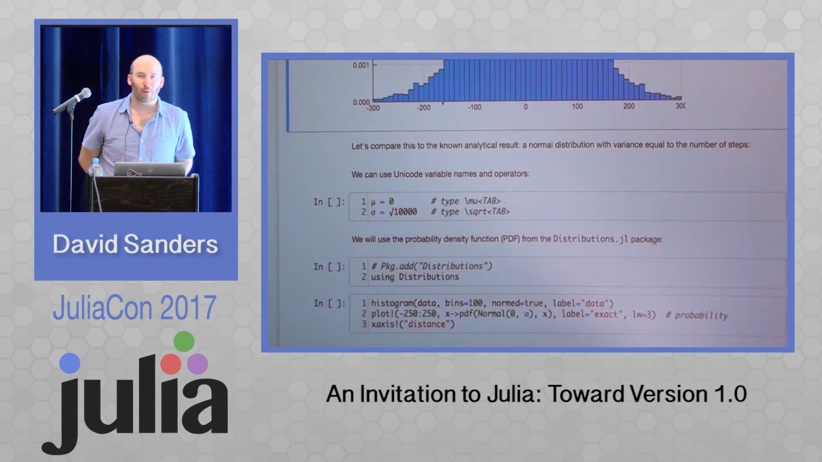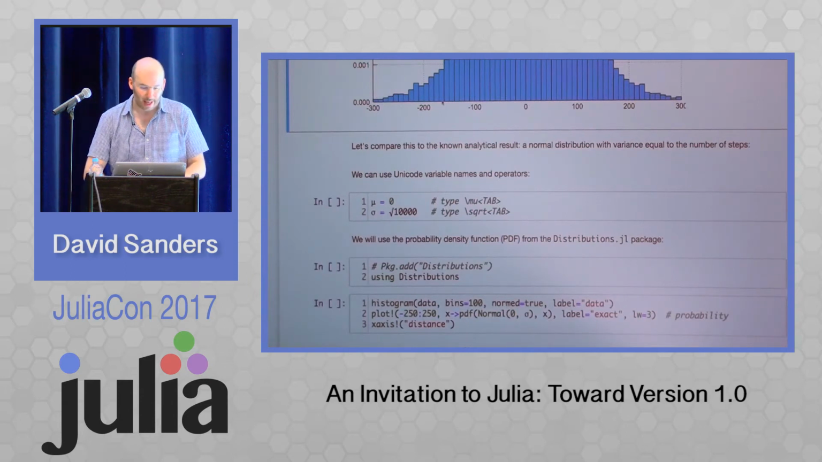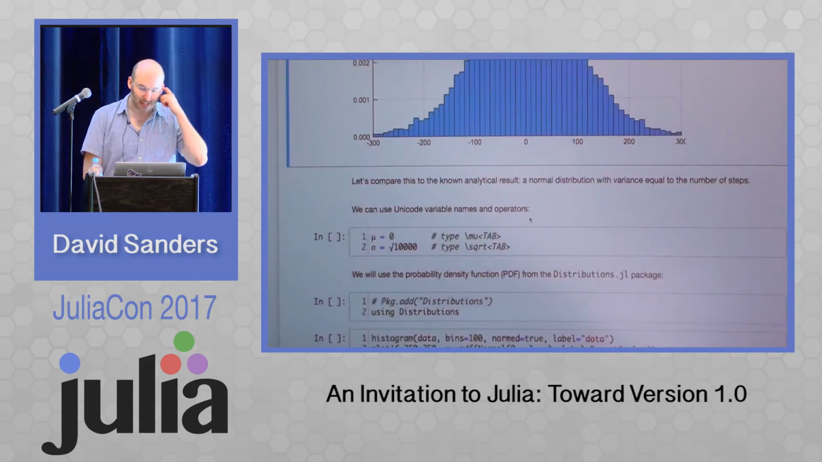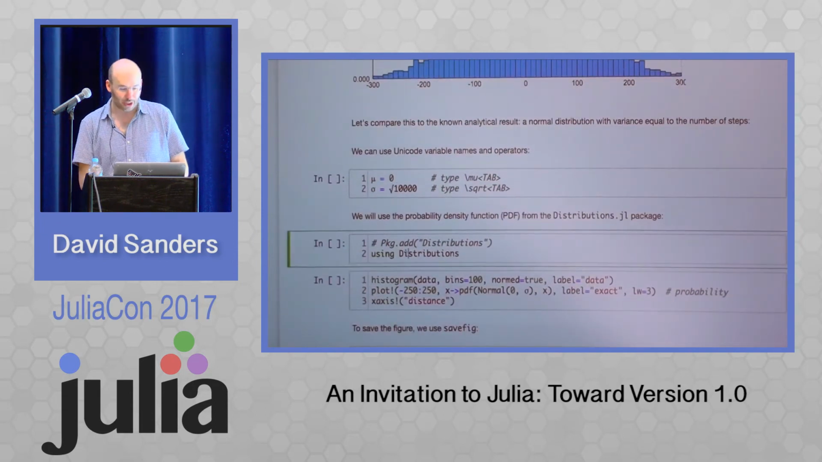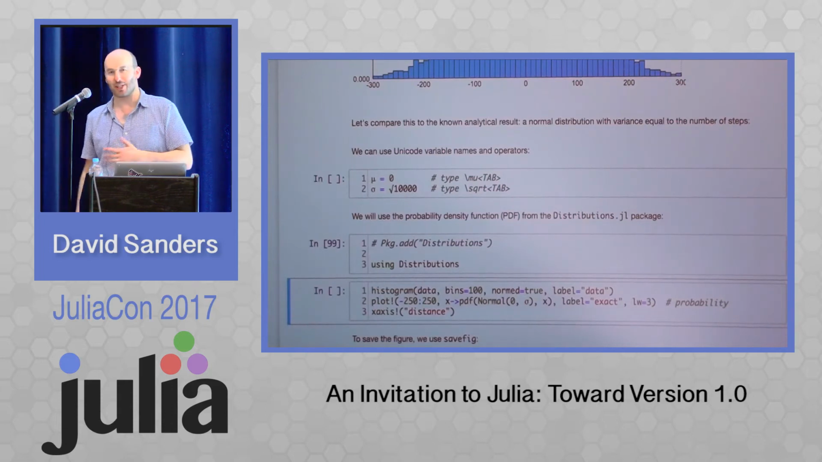And so often we might have an analytical result available for one particular case. In this case, we know that the result should be a normal distribution with a certain variance, and that variance is actually equal to the number of steps, it turns out. So let's use the distributions package, which is a very nice package that provides a world of statistical distributions, or probability distributions.